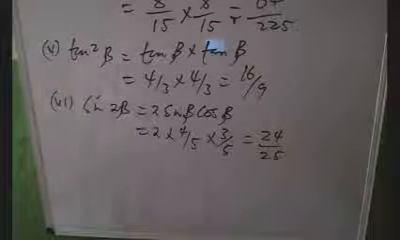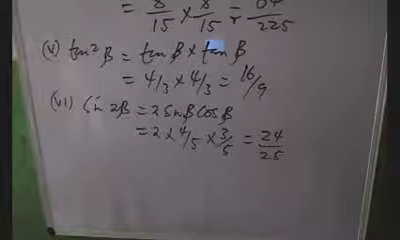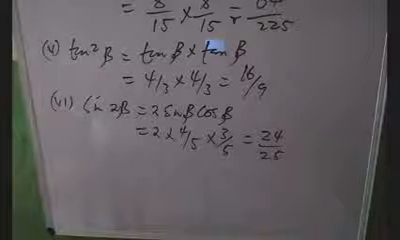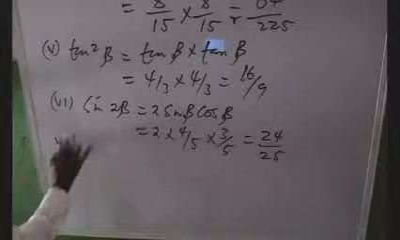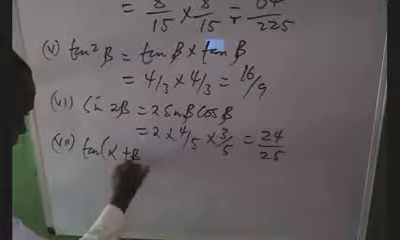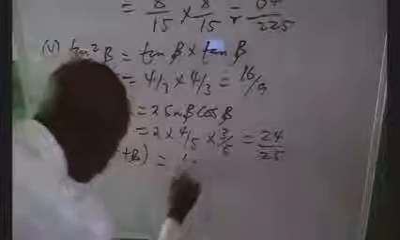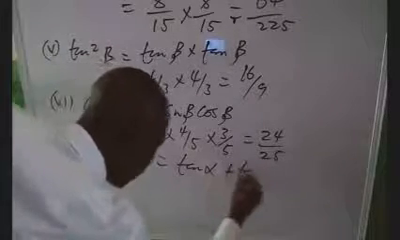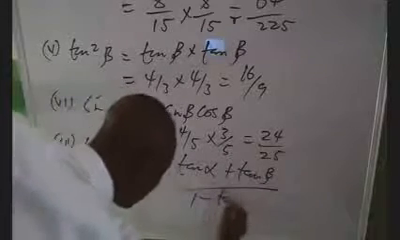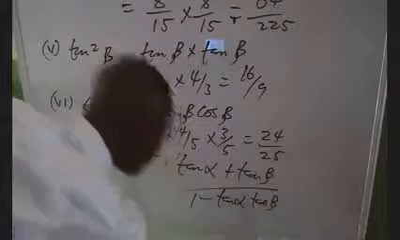Then the number 3 question, we've not solved that one. I think we have tan alpha plus beta. So let's solve it as number 7. Tan alpha plus beta. So remember the formula for tan: this will be equal to tan alpha plus tan beta over 1 minus tan alpha tan beta.